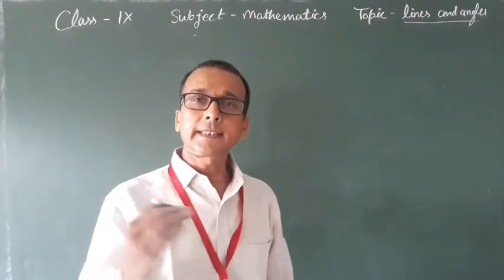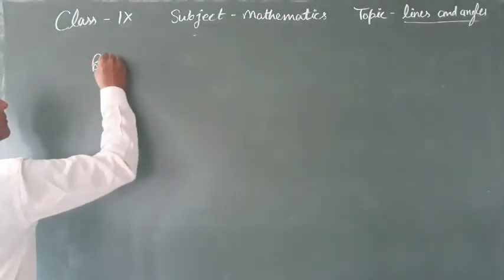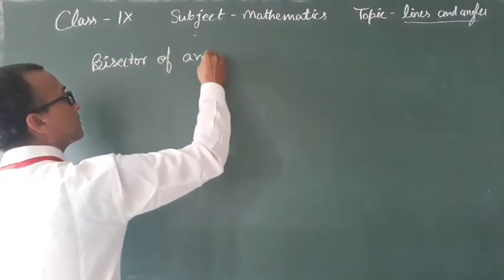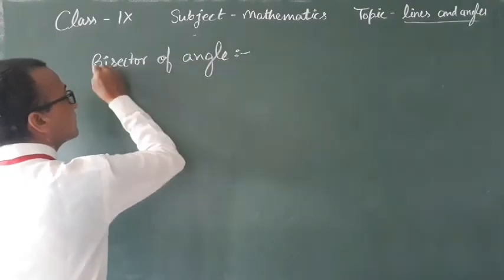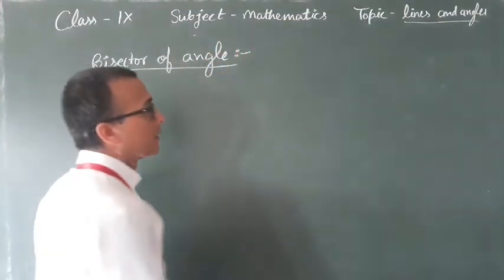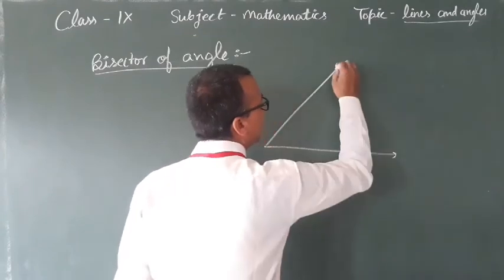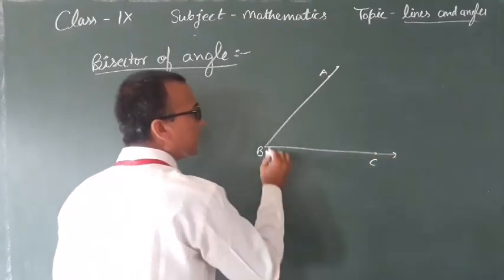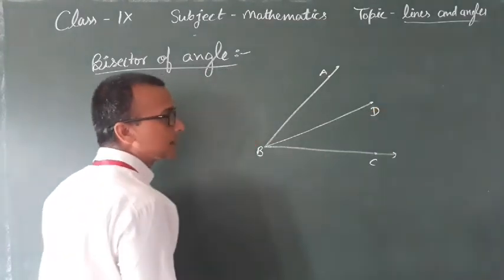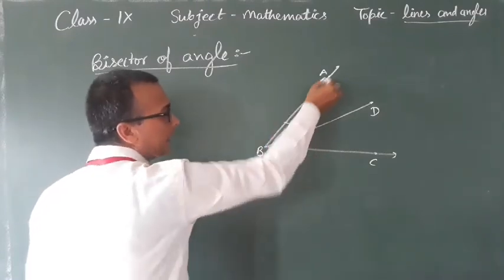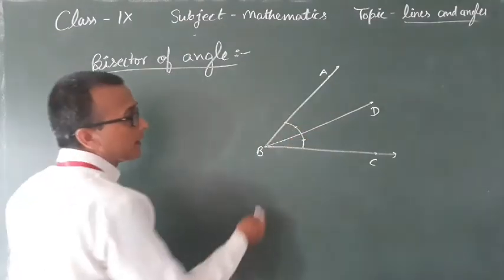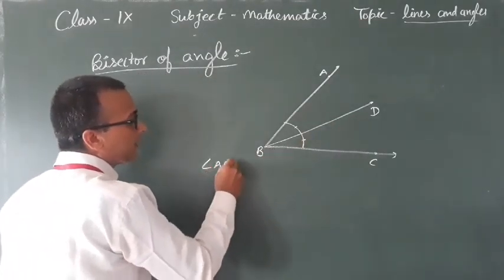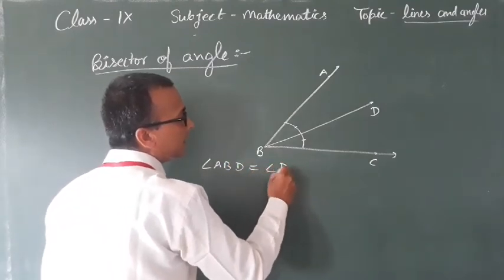Now we will know what is the bisector of an angle. Suppose it is angle ABC. Take a line segment BD such that it divides this angle ABC in two equal parts, then BD is called the angle bisector. Here angle ABD is equal to angle DBC.